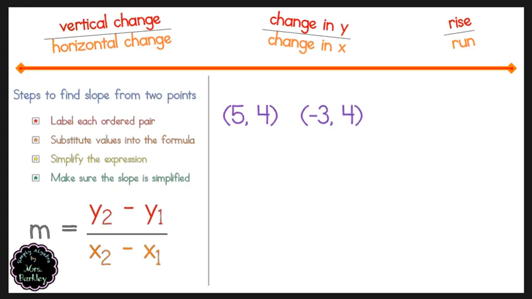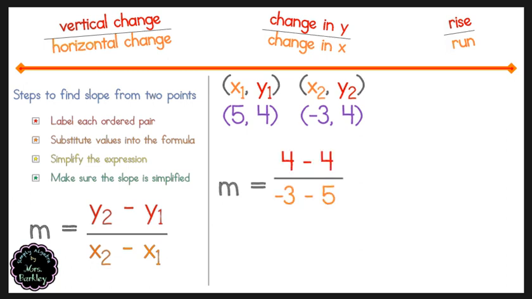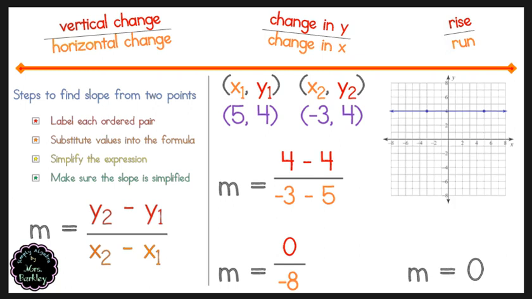If we were given the points 5, 4 and -3, 4, and substitute those values into our formula, our y2 is 4 and our y1 is 4, so we would have 4 minus 4. And our x sub 2 is -3 minus our x sub 1, which is 5. And simplify this, so 4 minus 4 is 0, and -3 minus 5 is -8. And so if we have a slope of 0 divided by -8, that means that our slope is 0. So when we plot these points on the graph, we can see that this creates a horizontal line, which we know has a slope of 0.